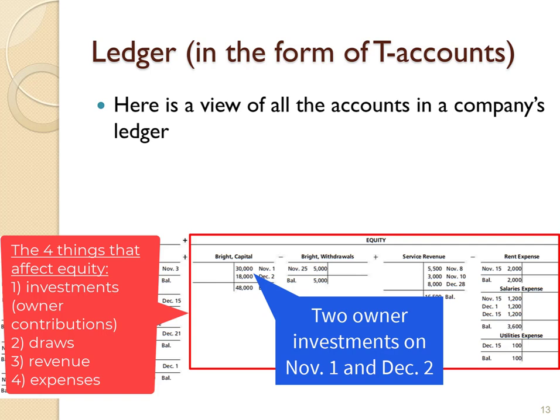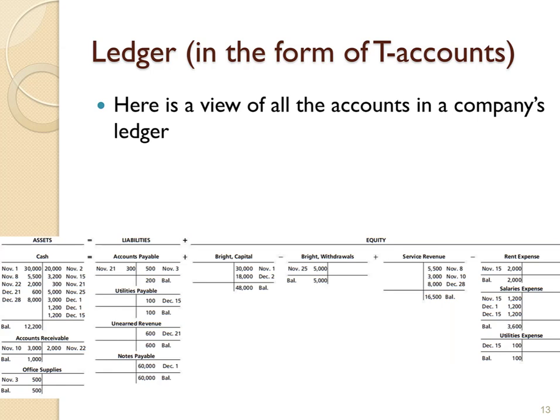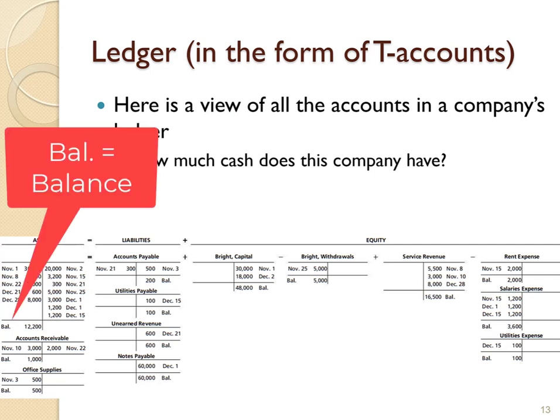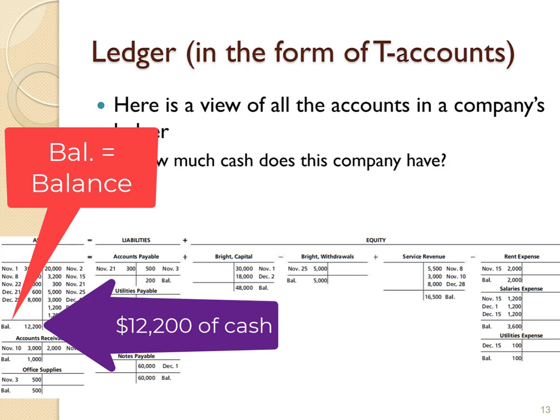So looking at these T accounts, can you answer the most common question that accountants and bookkeepers get? The most common question they get is, hey, how much cash do we have? So how much cash does this company have? BAL stands for balance, so they have $12,200 of cash. Same as the T account and the ledger shown in a previous slide.